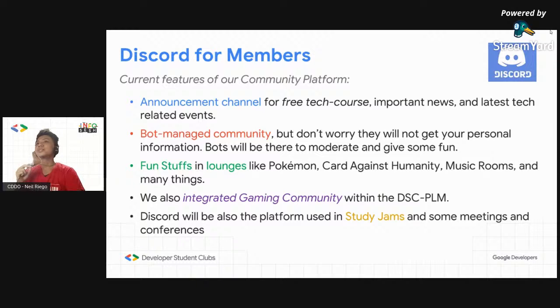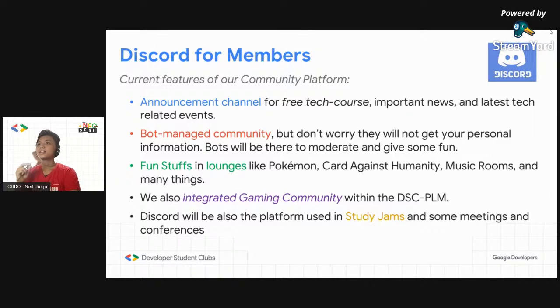Also, yung next, kasama ng bot, is yung mga fun stops. Siguro alam nyo na itong mga fun stops na to. It will be discussed and expanded sa member onboarding. So, meron kaming fun stops sa lounges. Kunyari, mapupunta na kayo sa guest lounge, pwede kayo maglaro ng Pokemon. Yung Pokemon, we will be discussing sa Discord. Cards Against Humanity, Music Rooms, and many things. Music Room, siguro yung mga nag-Discord na dito, alam na si Groovy. And also, baka in the future, mag-integrate pa kami ng another music room.